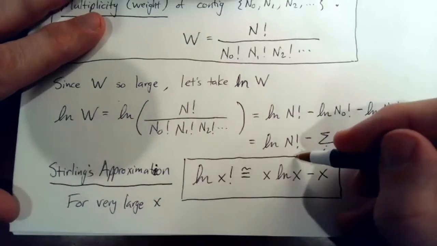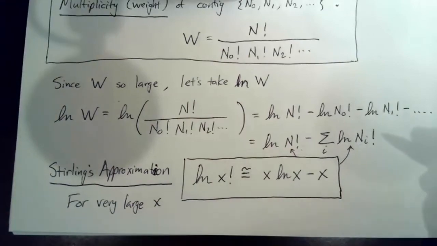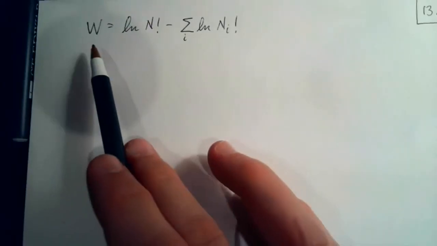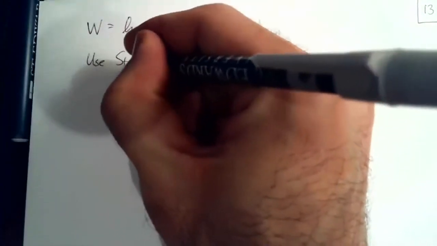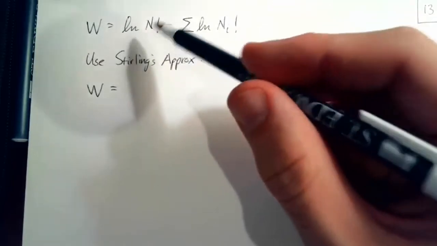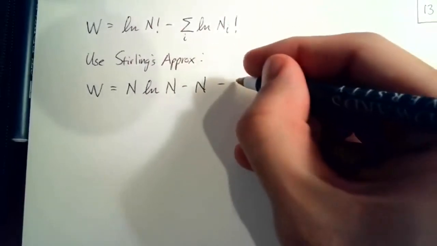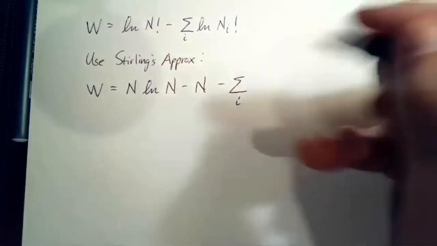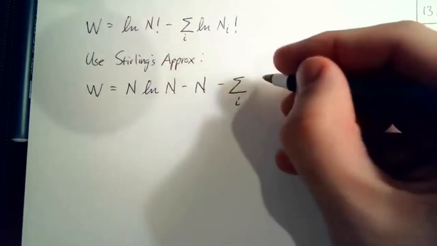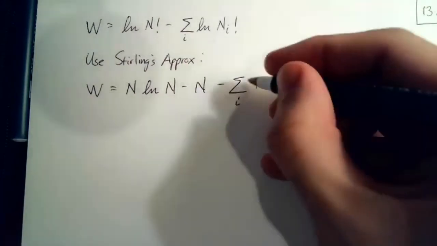And what I'm going to do is I'm going to use it right here and right here and see what happens. Okay, so I've rewritten my expression for the multiplicity here. And so now let's use Stirling's approximation. So the natural log of n factorial using Stirling's approximation is n log n minus n. And then inside this sum, I have the natural log of ni factorial. So that's going to be ni log ni minus ni. And that's all inside the sum.